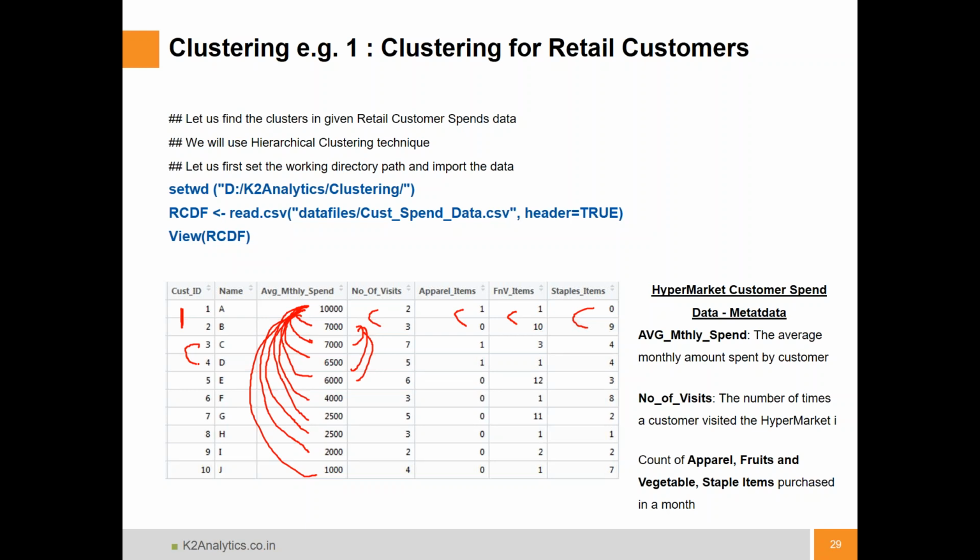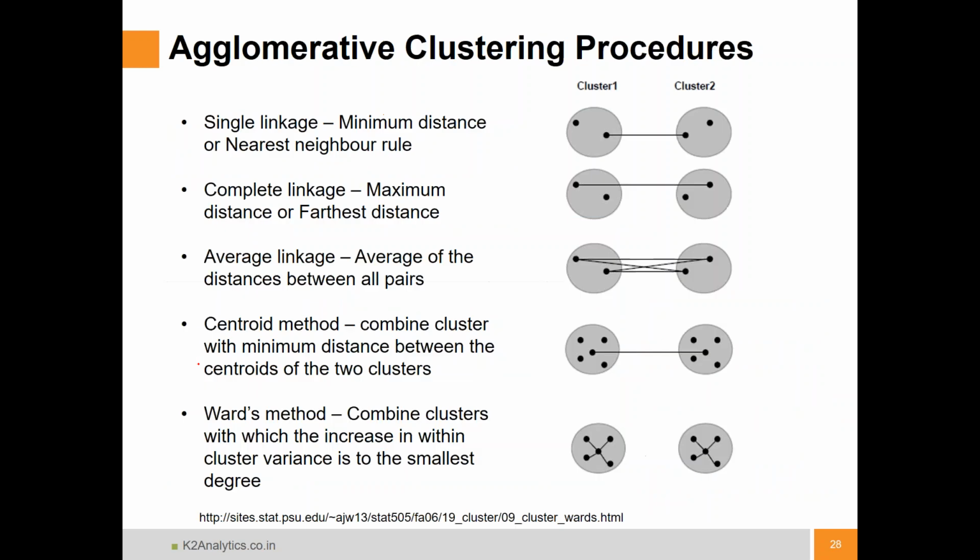So what will happen is, now here I've got 10 records. 10 records will become 9 records. So now with those 9 records, I have to again compute the distance, and whichever is the smallest distance, that combination will get combined together. So in the next step I will have 8 records. From 8, again the distance between each of them will be computed. 7, 6, 5, 4, 3, 2, 1. So that's hierarchical clustering.